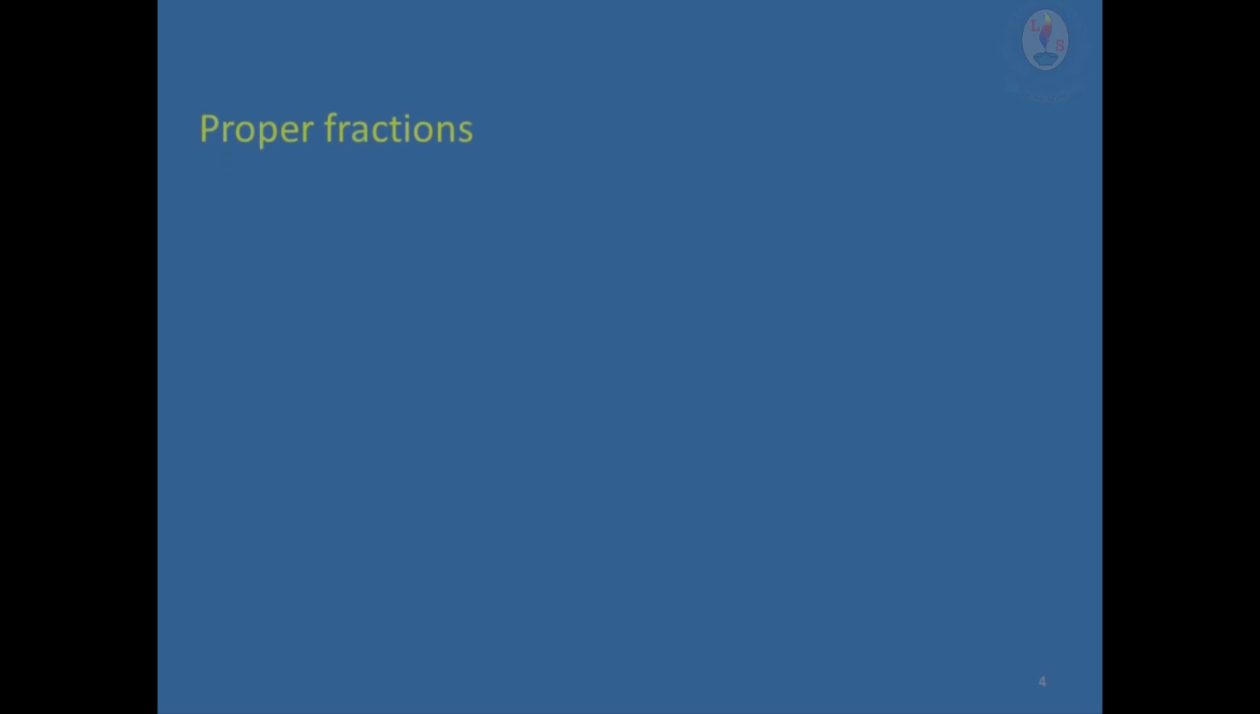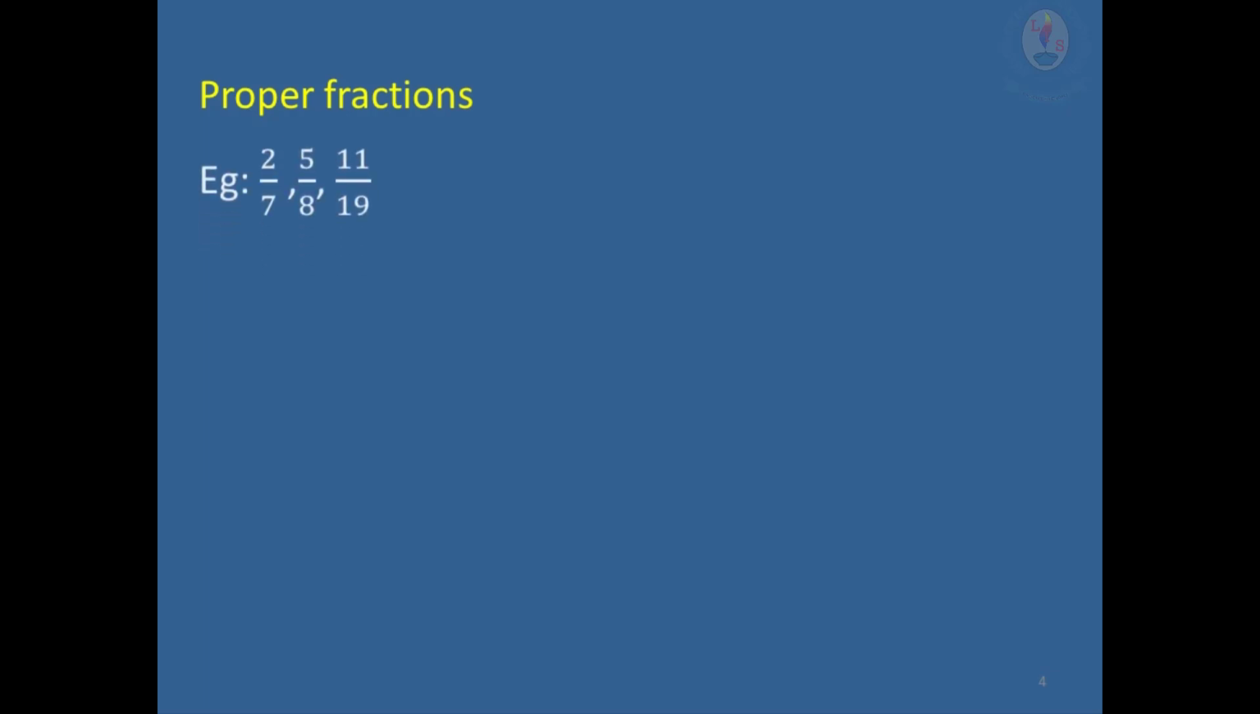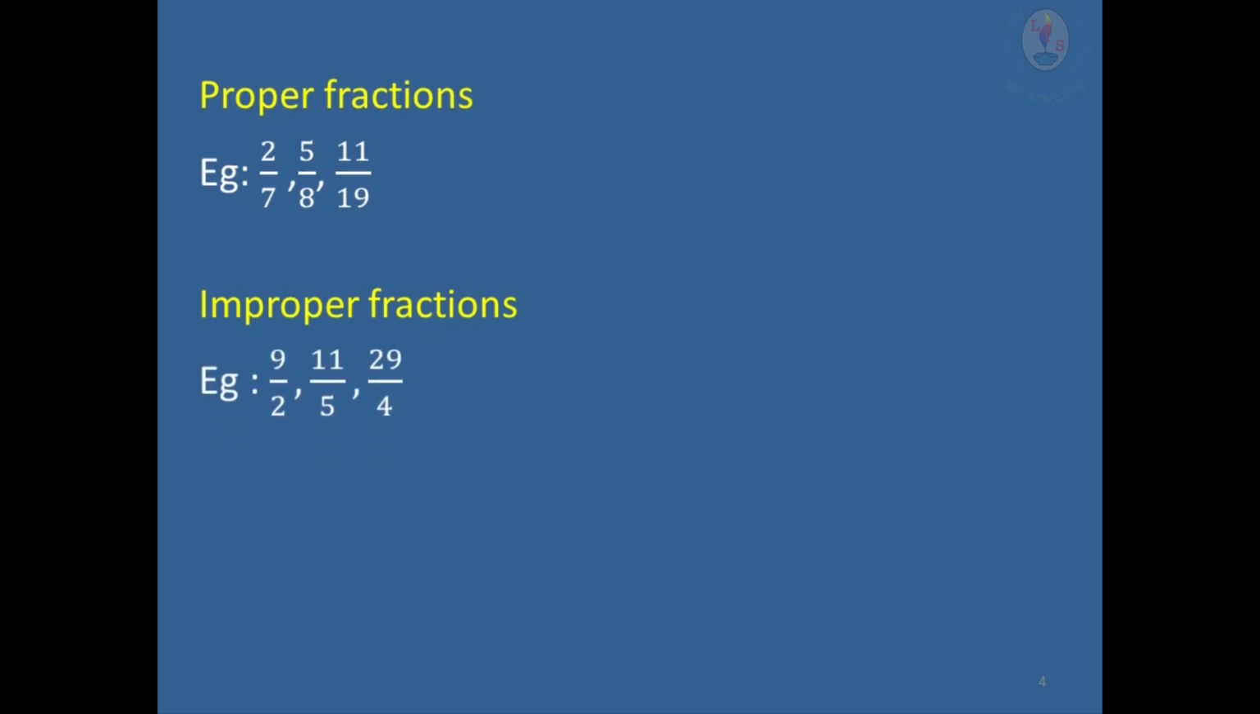Now we are going to identify the three types of fractions. First one, proper fraction. What's a proper fraction? A fraction where the numerator is less than the denominator is called a proper fraction: 2 over 7, 5 over 8, 11 over 19. Improper fraction. What's an improper fraction? A fraction where the numerator is greater than the denominator is called an improper fraction. Let's see these examples: 9 over 2, 11 over 5, 29 over 4.